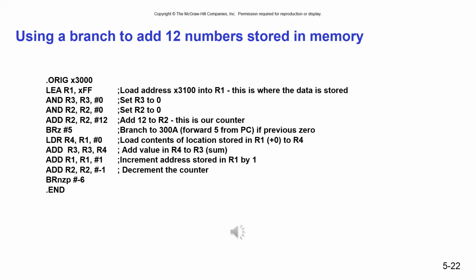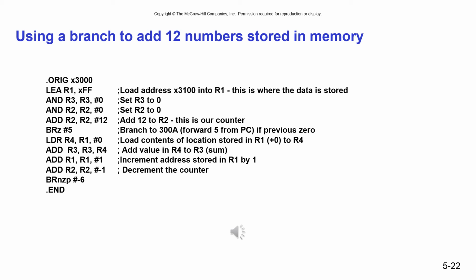What's R1 pointing to? R1 has a pointer to 3100. So we're going to load the value pointed to by R1 into R4. And then we're going to add R4 to R3 and store it in R3. That is our accumulator variable. R3 is our accumulator. Then we're going to add 1 to R1. That's our counter. Oh, I'm sorry. That's our pointer.